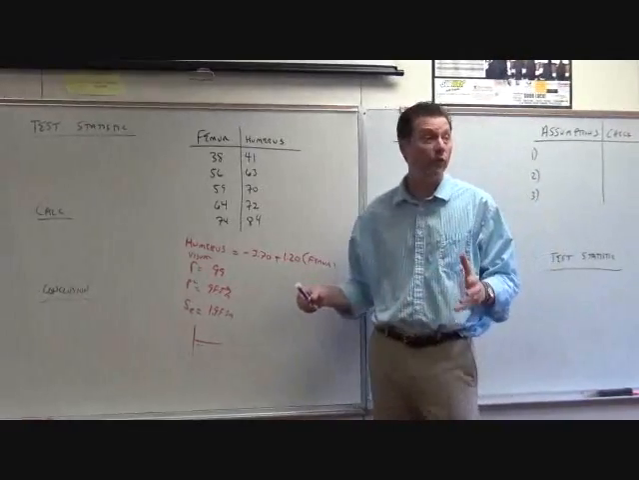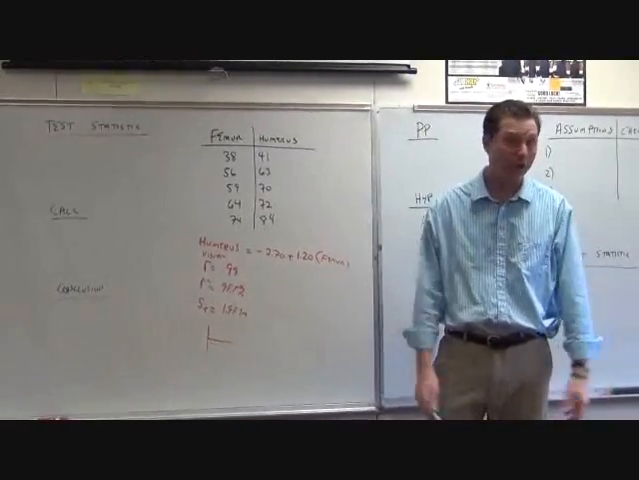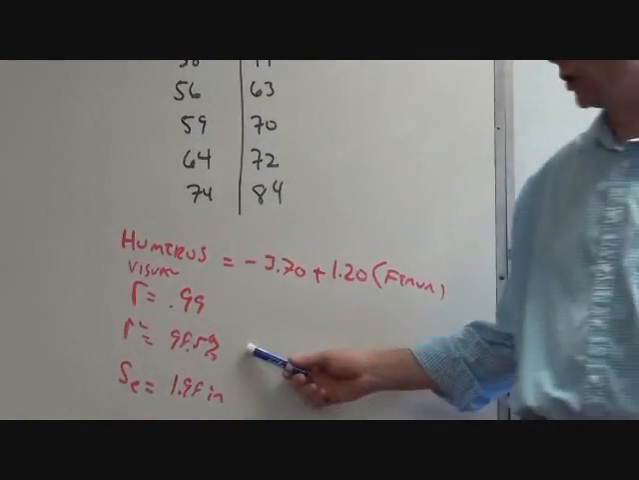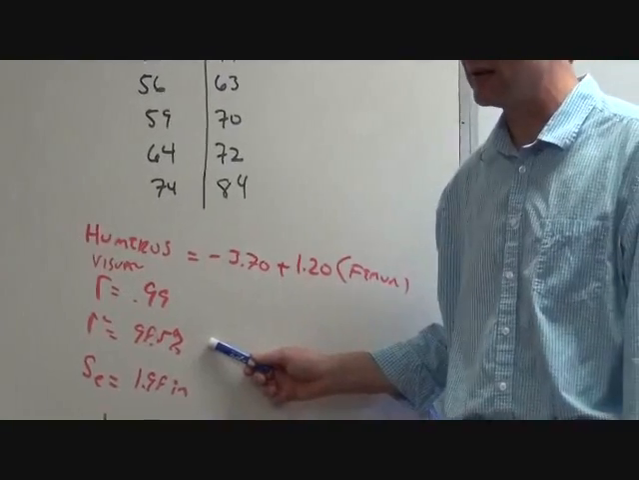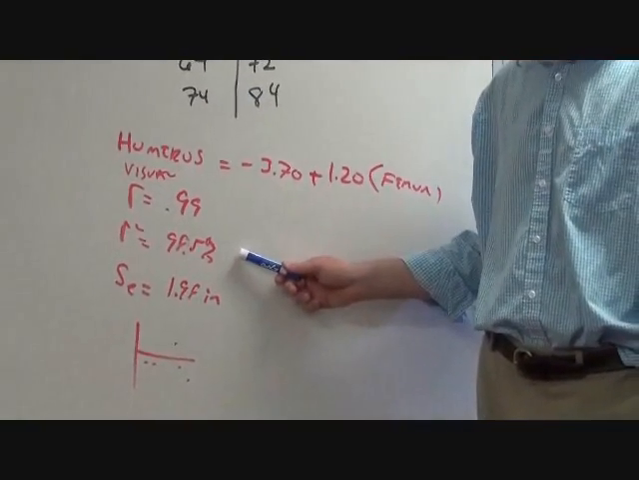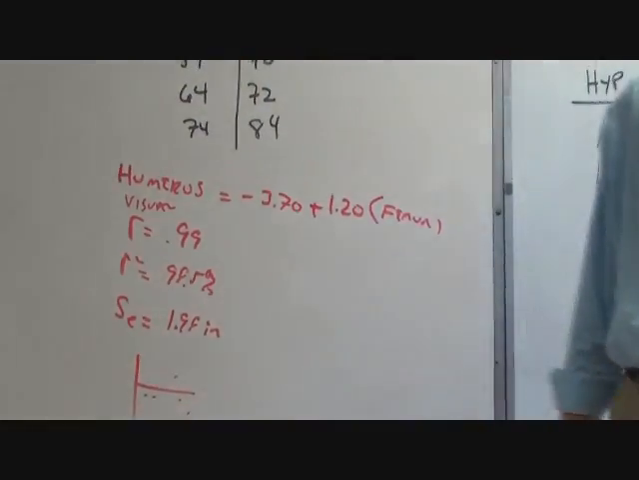All right, then what else did we have to analyze? We took a look at the correlation. And in this problem, the correlation was 0.99, so we had a very strong positive linear association. We took a look at R squared, which is like 98.5%. 98.5% of the variation is explained by the least squares regression line predicting humerus given femur.